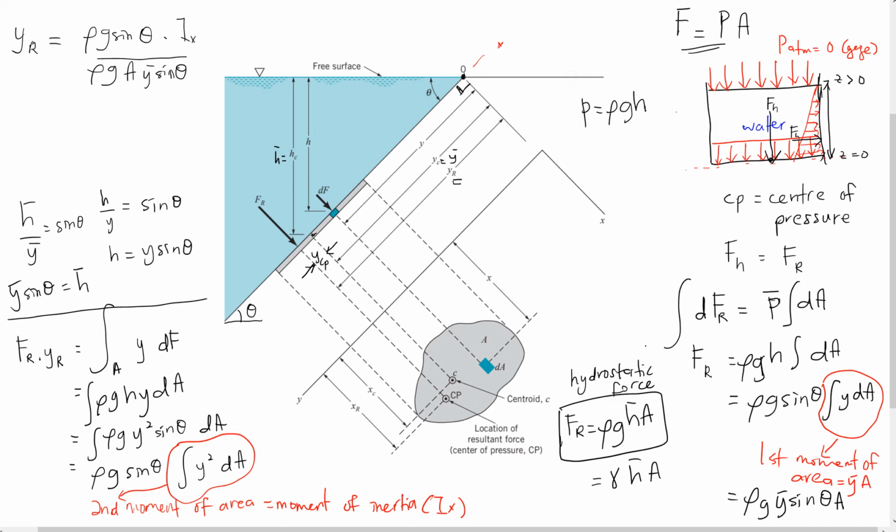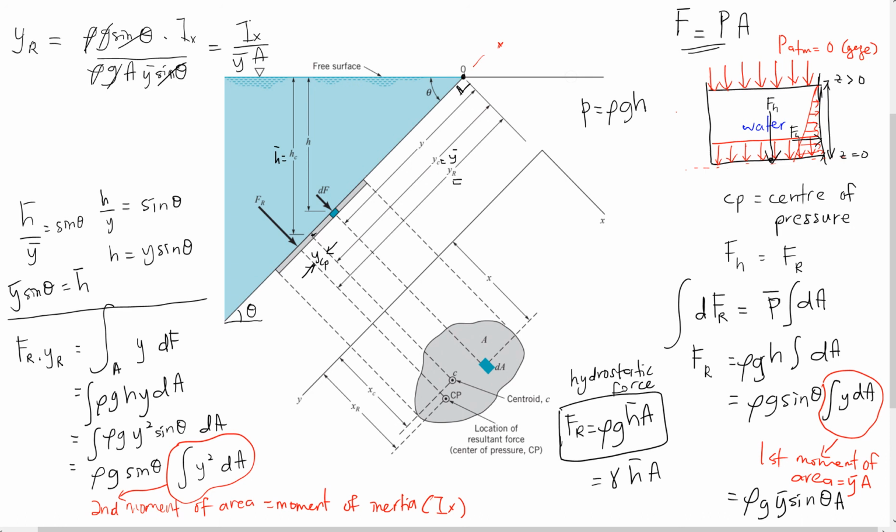So how do I get this? It actually comes from here. Fr is rho g y bar sine theta A. So I put this, not this one, because I want to eliminate the sine, cancel this. So what I get here is Ix divided by y bar A.